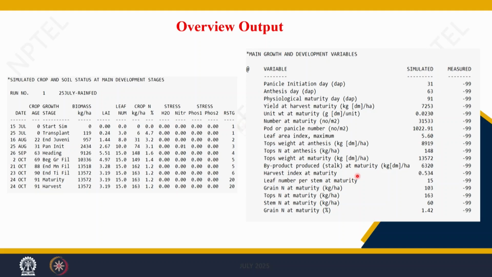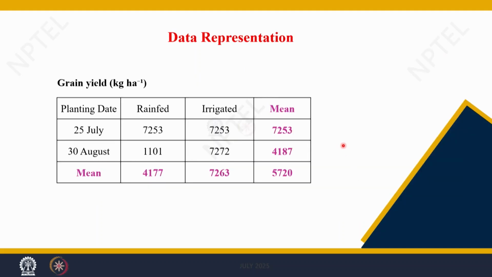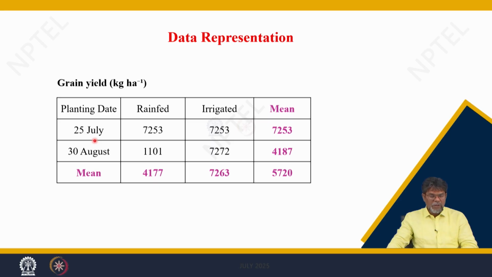So, if you see the yield value here, this is the yield data for the 25 July and the 30 August planting, rain fed conditions and irrigated conditions. If you see 25 July, the rain fed and irrigated, you do not find any difference in the yield. So, same yield. If you go for the 25 July planting, irrigation is not essential. The crop gets a sufficient amount of rainfall to have the maximum production. So, there is no change in yield with applying irrigation.